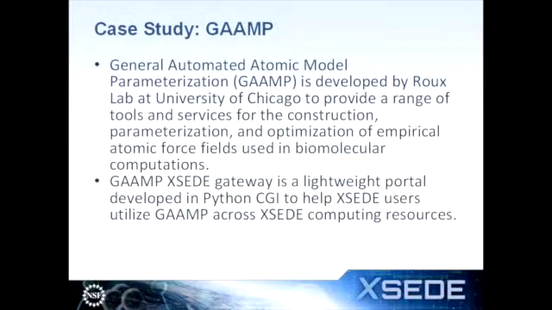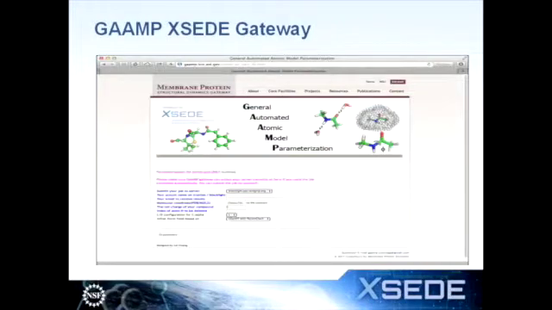The GAAMP XSEDE Gateway is a lightweight portal developed in Python CGI to help XSEDE users utilize GAAMP across XSEDE computation resources. This is how the current GAAMP XSEDE Gateway looks. It actually doesn't have any XSEDE authentication mechanism at this time.